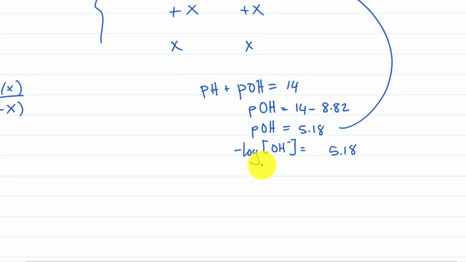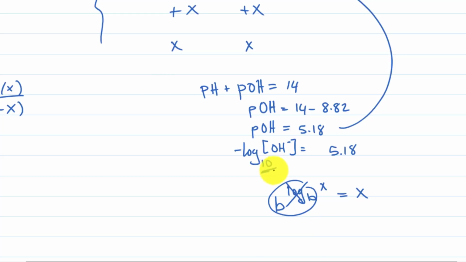Now, the tricky part is this log is with a base of 10. There is a logarithm rule that allows us to solve for the concentration. And this logarithm rule looks like this. We have b to the power of log with a base of b of x is equal to x. And this basically cancels each other out.